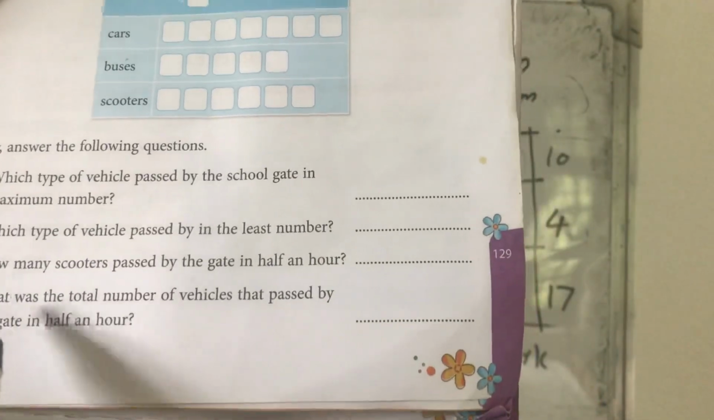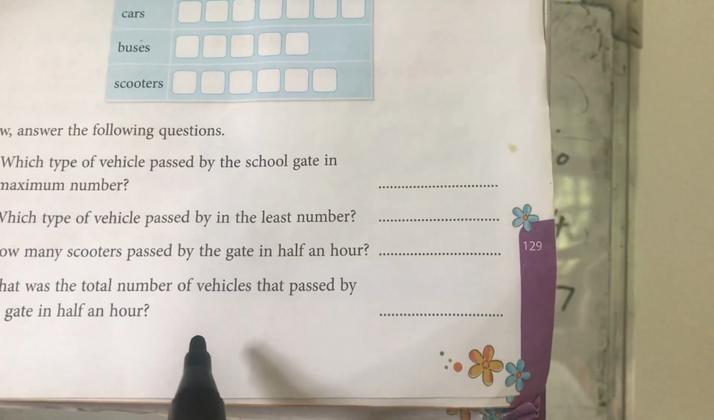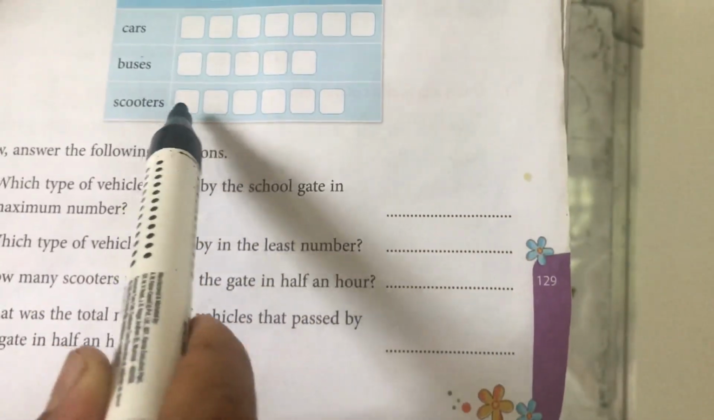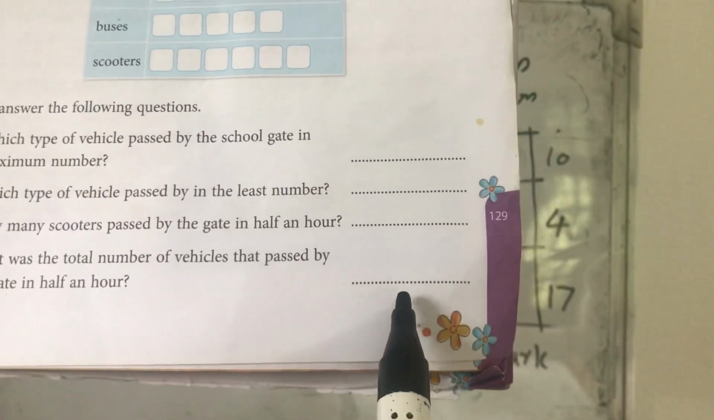Okay, so what was the total number of vehicles that passed by the gate in half an hour? For that, what we want to do? Add this all. So you will count how many cars, how many buses, how many scooters. You can take their total numbers and you can answer here.